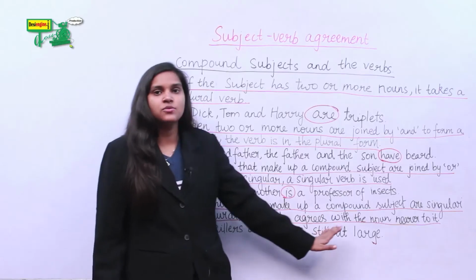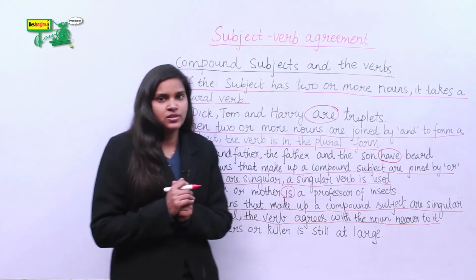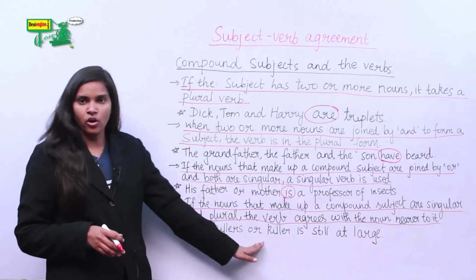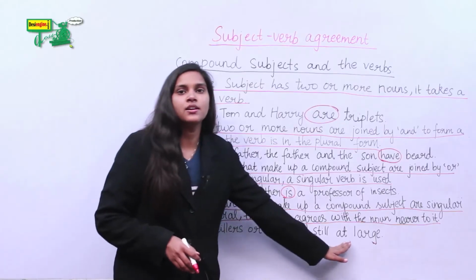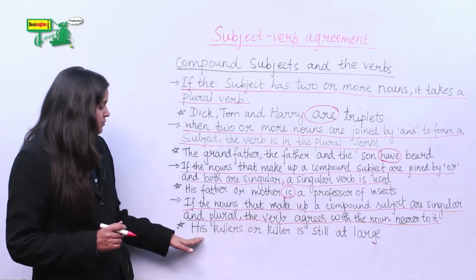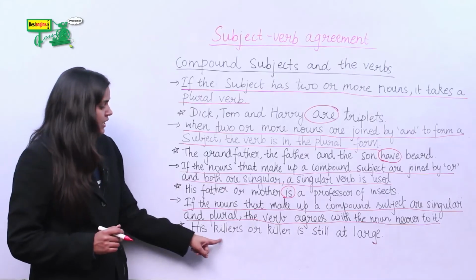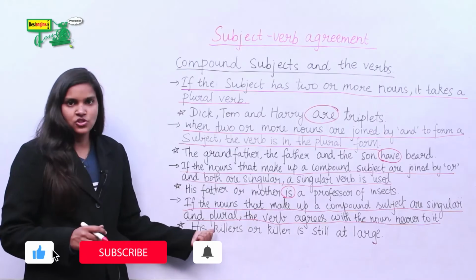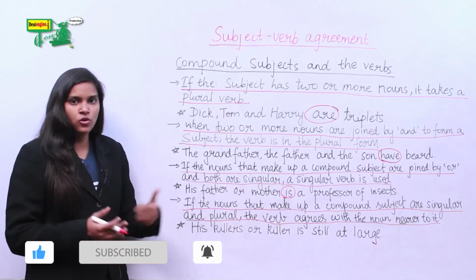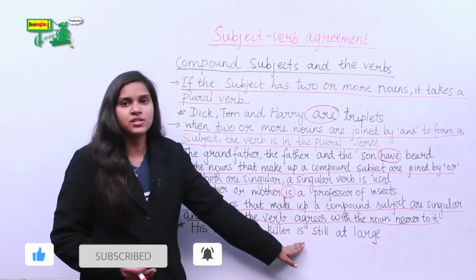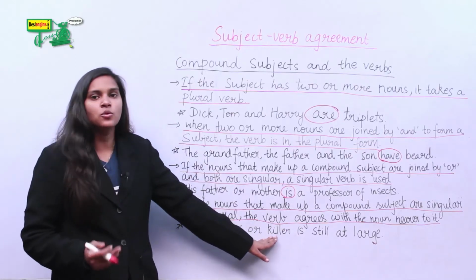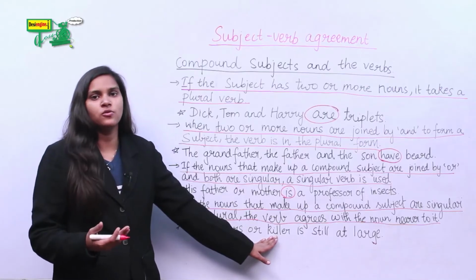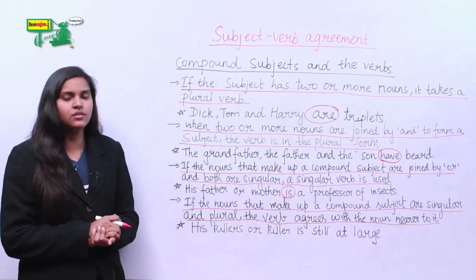The next rule is, if the nouns that make up a compound subject are singular and plural, the verb agrees with the noun just next to it. For example, in the sentence, his killers or killer is still at large. Here, the nouns are killers and killer. So, according to the rule that we just read, the verb should be in the singular form because the noun killer is nearer to it. And killer is in the singular form, therefore the verb should also be in the singular form.